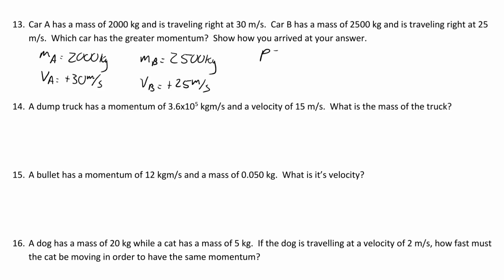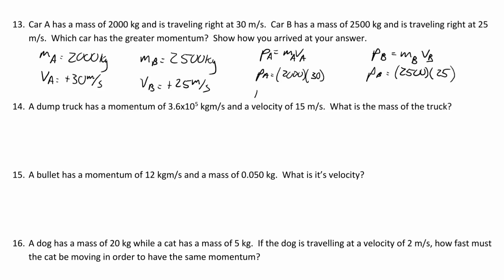So it's just p is equal to mv, but for the momentum of car A, we could be specific and continue using our subscripts. And then you have p, the momentum of car B, is equal to the mass of B times the velocity of B. So you plug in your numbers, and then you solve.